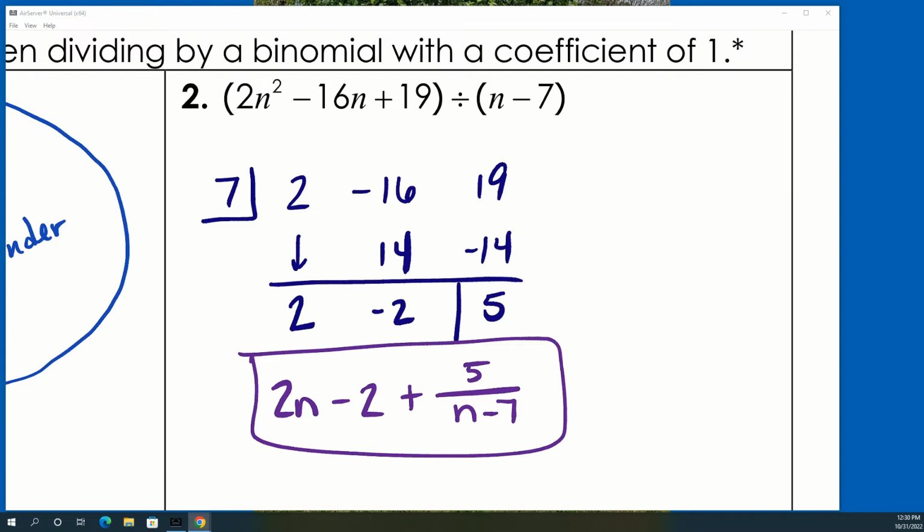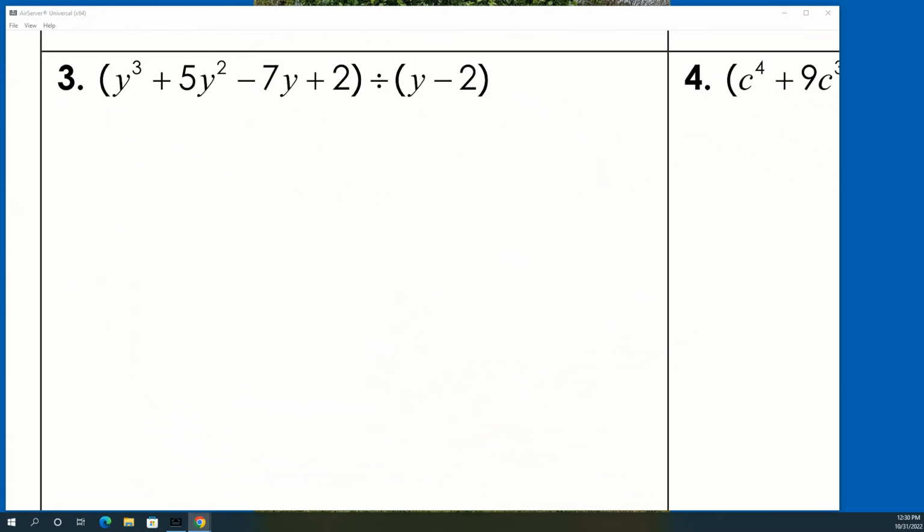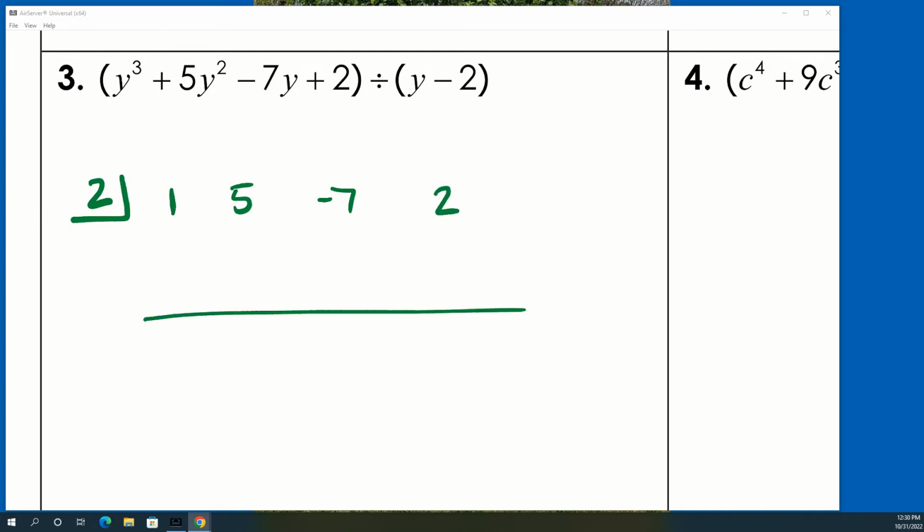Okay, so as we do this, our problems are going to start getting bigger, but the steps are exactly the same. All right, so let's look at number 3. What's going to go in the box? Yes. So since we're dividing by y minus 2, we do the opposite. All right, and then we're going to bring over all of these coefficients and this 2. So 1, 5, negative 7, 2. Now be careful. Take your time on these because it's easy to miss a negative. So you don't need to rush.